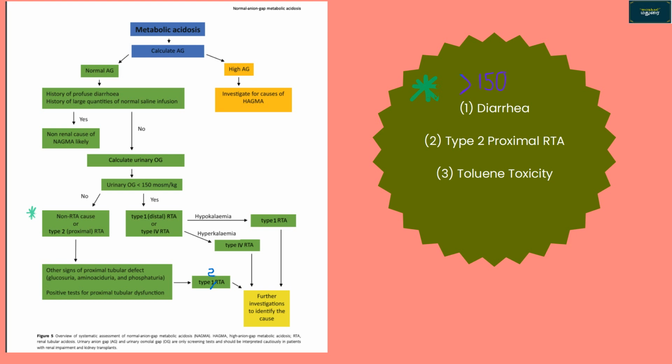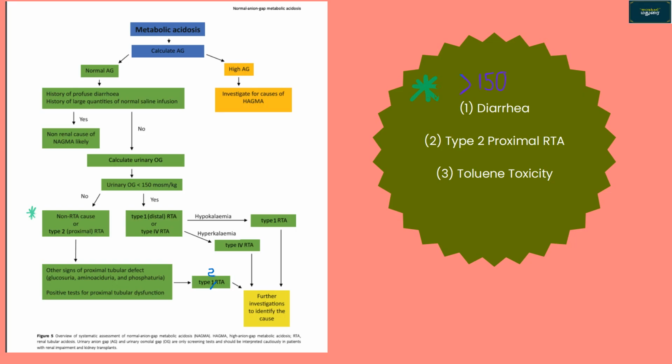What about if it is a NAGMA? So if it's a NAGMA that you have identified in an ABG, then you could work out by doing a urinary anion gap. That urinary anion gap, by being either positive or negative, would be able to differentiate between the RTA causes and non-RTA causes. The non-RTA causes having a negative urinary anion gap. This has been discussed in previous presentations.